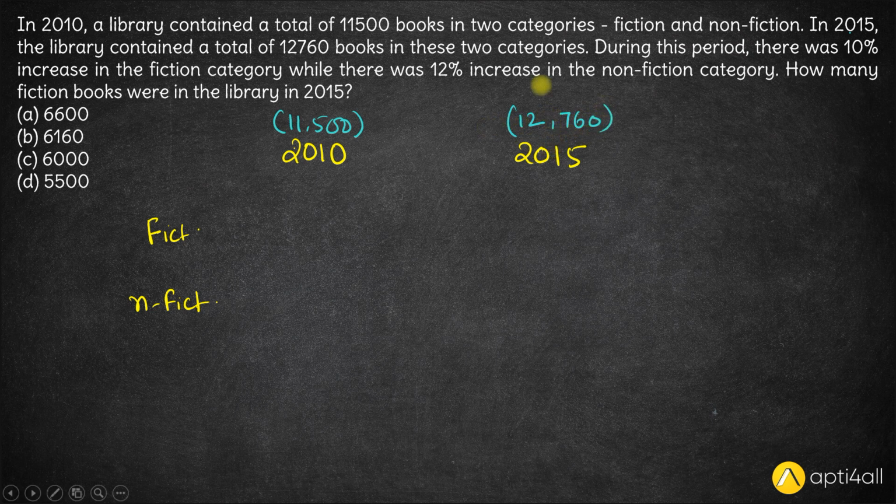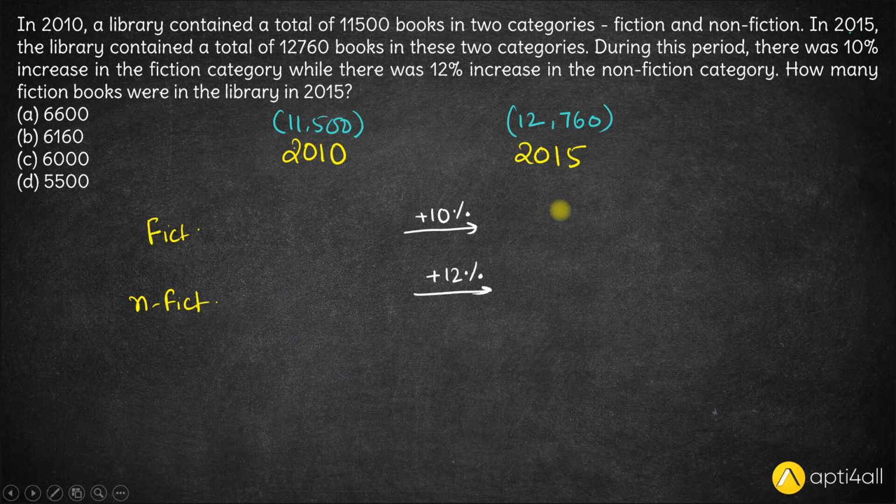Now during this period there was a 10% increase in fiction. So fiction increased by 10%, while there was a 12% increase in non-fiction. So there was an increase of 12% in the non-fiction category. How many fiction books were there in 2015? This is what we need to calculate.